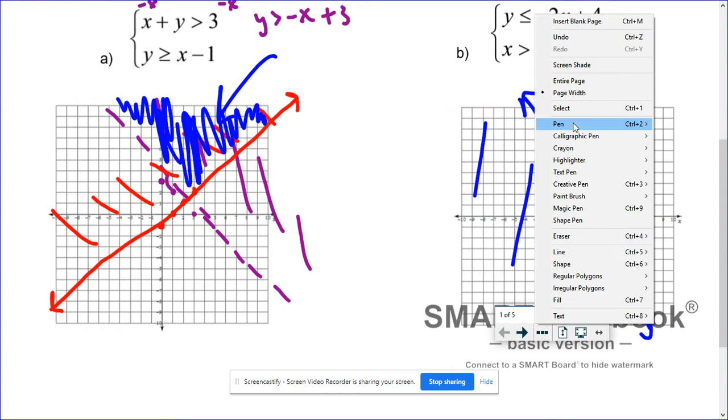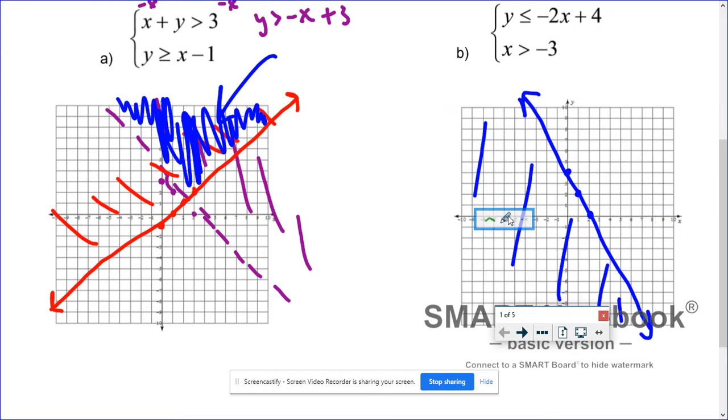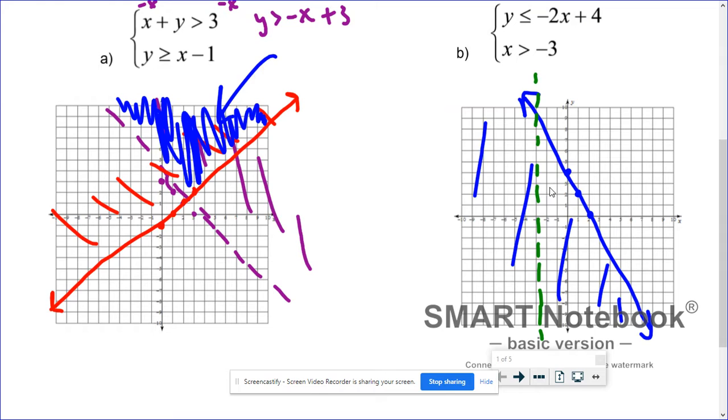The other line is x greater than -3. Recall that greater than means it's a vertical line. It's going to be dashed, and it's going to go through -3. Greater than means you're shading to the right. So it's going to be everywhere in here. So to the right of the green line and under the blue line.